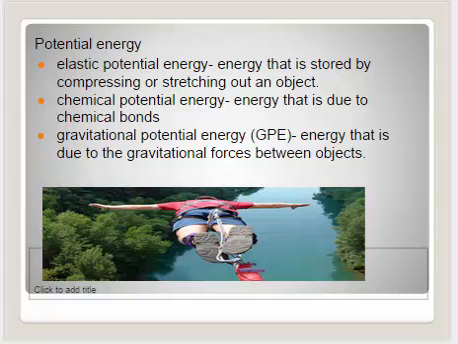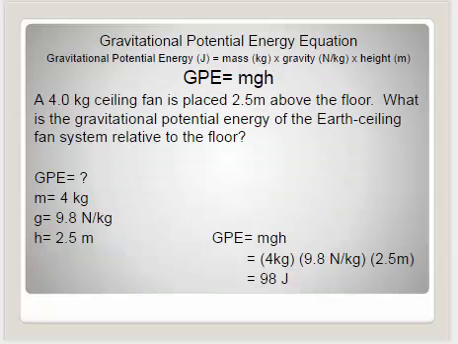Let's expand on that. Mathematically, the idea of GPE can be explained by this equation. Gravitational potential energy, which is in joules, equals mass, which is in kilograms, and gravity, which is, we'll probably use meters per second squared, or you could say newtons per kilogram, times the height, which is in meters. So GPE equals mgh.